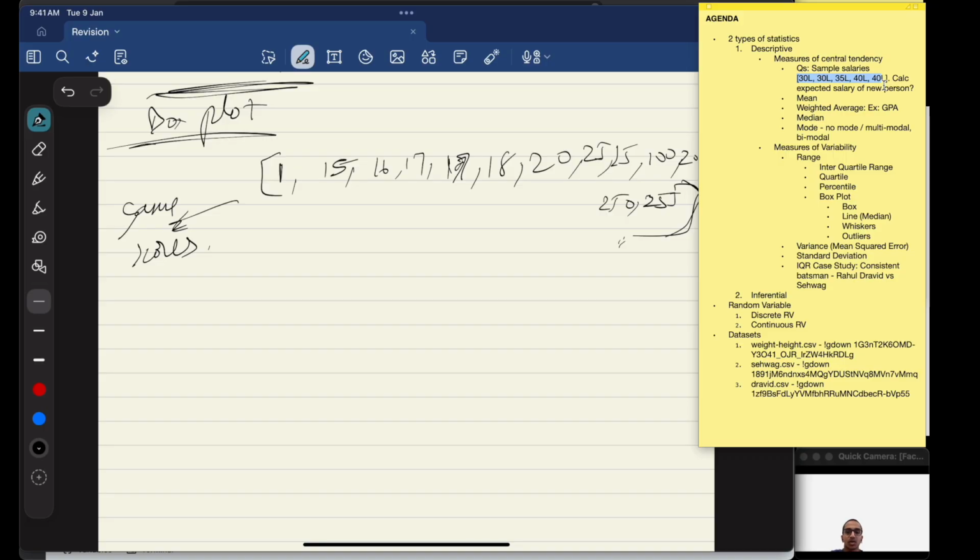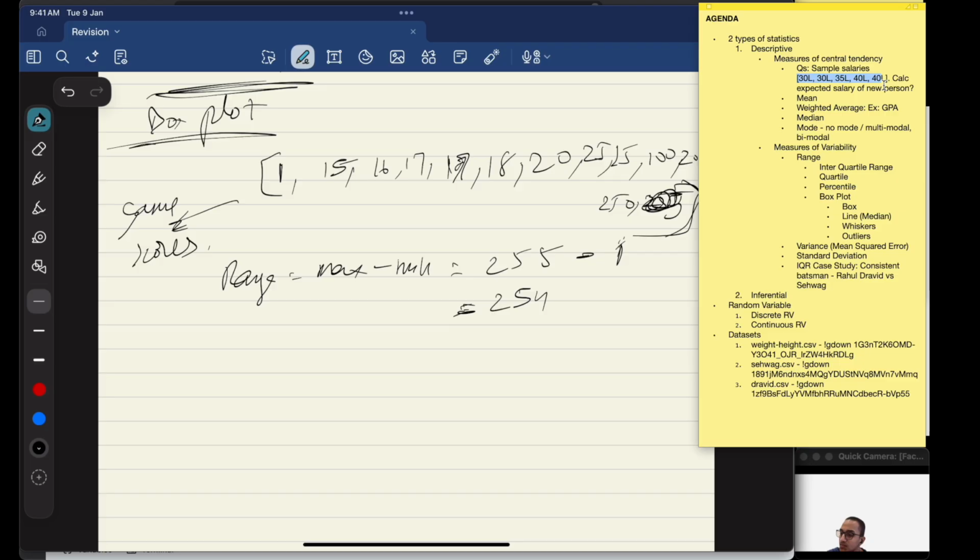Now if I want to plot this, let's take the normal range here. Normal range is max minus min, which is basically 255 minus min, which is 1. So 254 is the range. But is that the correct range of this data set? That's what we want to find out.